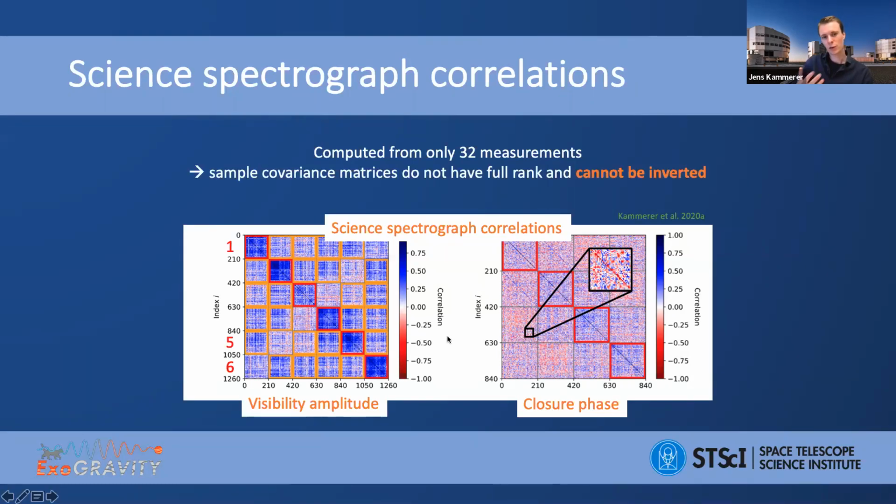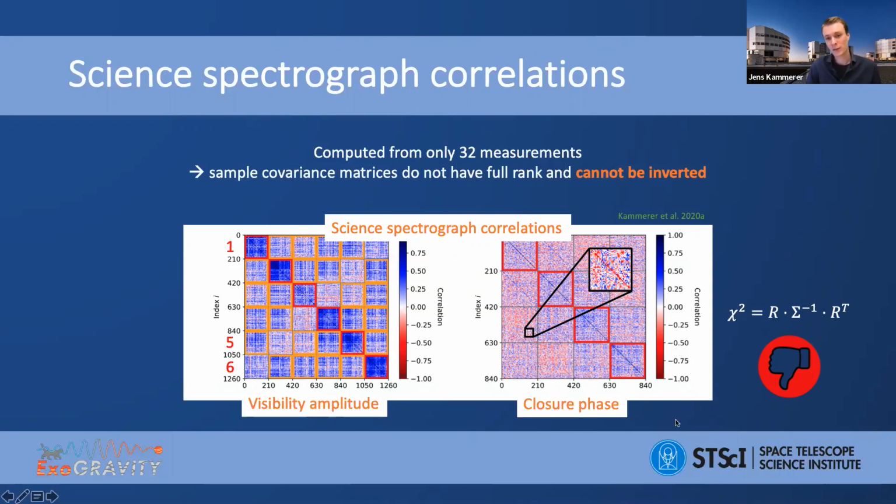However, because they are only computed from 30 measurements, and of course with the science spectrograph, we don't only have 5, we have in this case more than 200 spectral channels per baseline or triangle, those matrices don't have full rank and therefore they cannot be inverted. So it's pretty useless for any kind of model fitting where you would need to invert the covariance matrix to make use of the correlation structure.